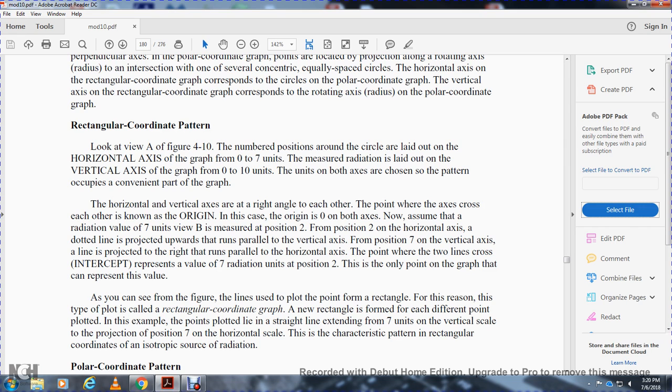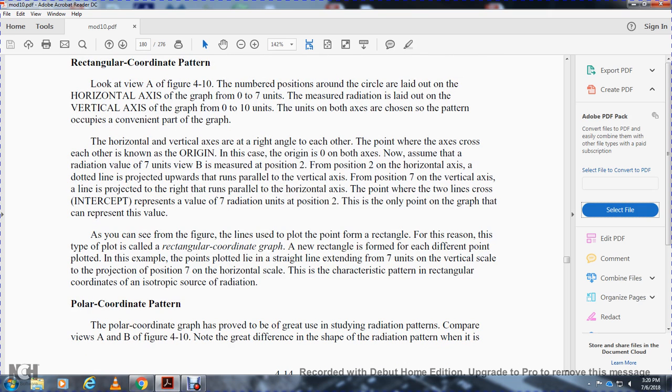From position 2 on the horizontal axis, a line is projected upward. From position 7 on the vertical axis, a line is projected to the right. The point where the two lines intersect represents the radiation value of 7 units at position 2. This is the only point on the graph that can represent that value.